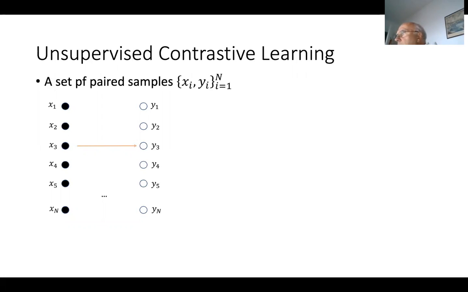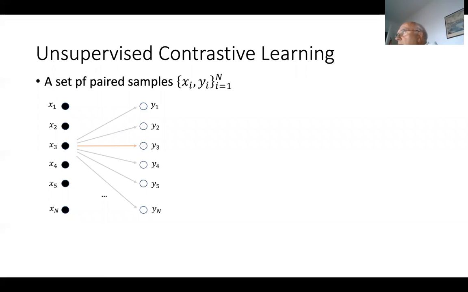And now, given the anchor x3 on the left, you want to find its corresponding y sample on the right side. And of course, it's y3 here, right? And so x3 and y3 are similar pairs, but x3 and all other y's are dissimilar pairs. So therefore, you are trying to discriminate samples from this joint distribution with samples from the product of marginals.